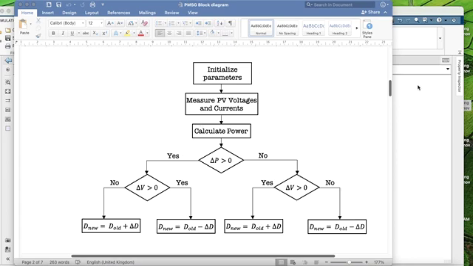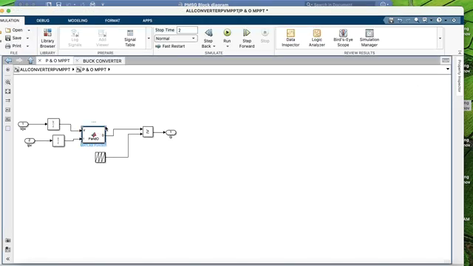Based on the flow chart, we have created a function here. So we will get the new values here. Based on the new values, we compare to the PWM pulses and generate the gate pulse. This gate pulse will be given to the MOSFET of the buck converter.